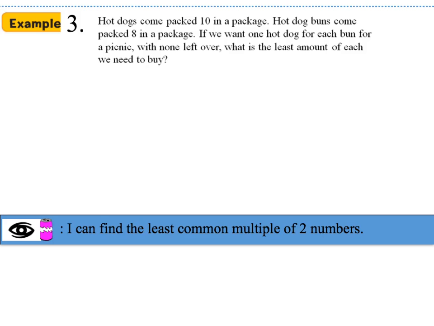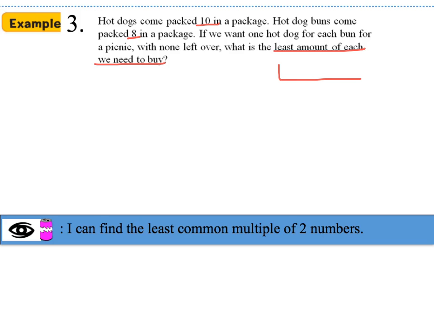So in a perfect world, we would have a hot dog package that comes with 10 and hot dog buns that come in 10. But we don't. We've got hot dogs that come in packages of 10 and buns that come in packages of 8. So it's not a perfect world. Our job is to figure out the least amount of each that we need to buy so that nothing's left over. Whenever we see a keyword like least or smallest, let's think of the LCM.